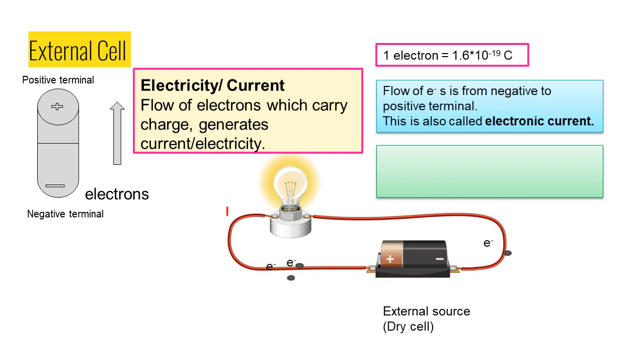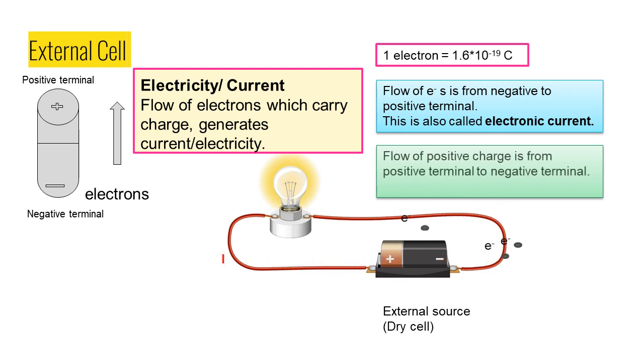Flow of electrons is from negative to positive terminal and this is called electronic current. But conventionally, flow of positive charge is from positive terminal to negative terminal and this is called conventional current. So whenever we are drawing any circuit diagram, in that diagram we always show the direction of current from positive to negative terminal, and this is also called the conventional current. So in a circuit diagram we always show conventional current direction, which is from positive terminal to negative terminal.